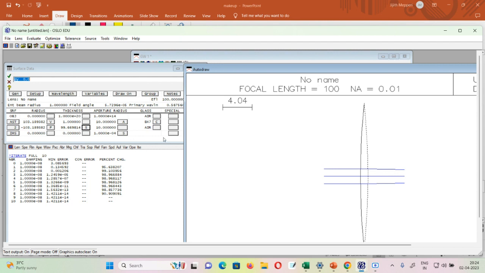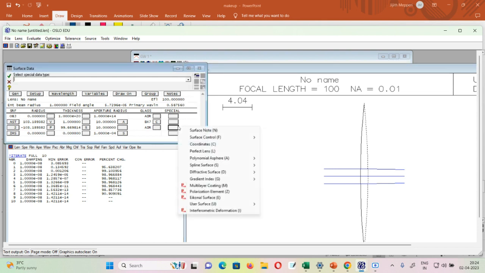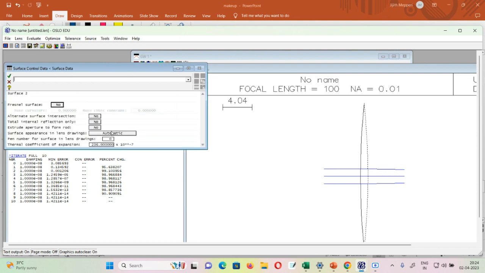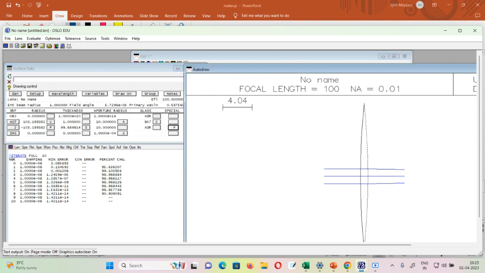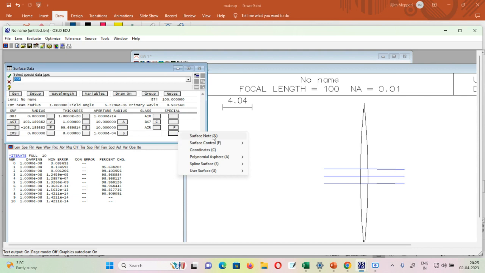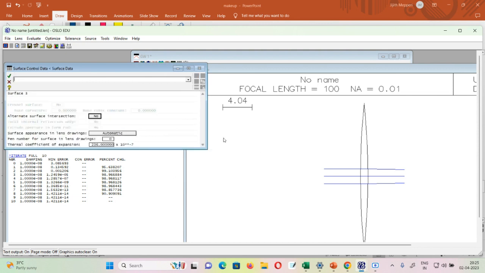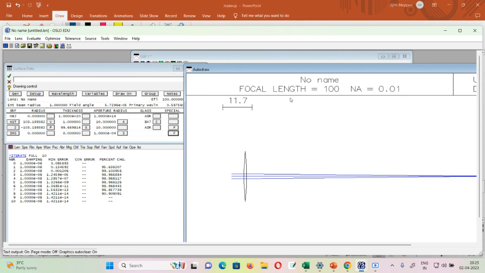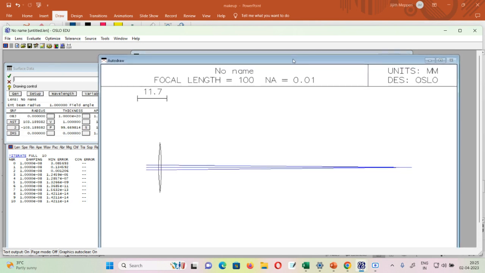It is getting focused. Now actually I can see that, but I am not seeing here whether it is getting focused. That is because we didn't draw that particular surface. So go here, surface control, go general, here go for the draw. Similarly, the image also: go general, change it to automatic to draw. Apply. Now you can see that it is getting focused.